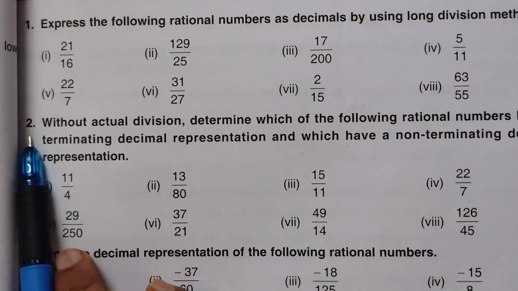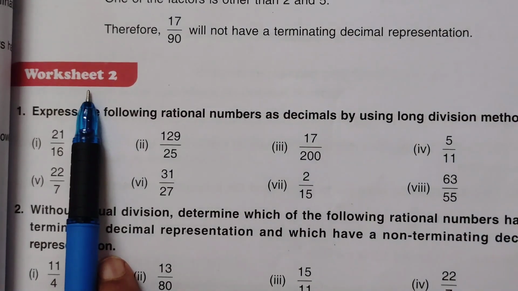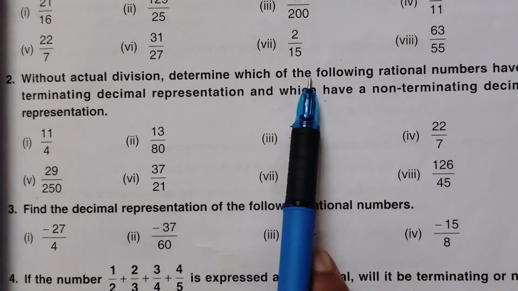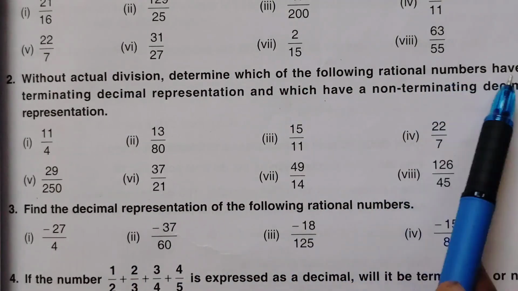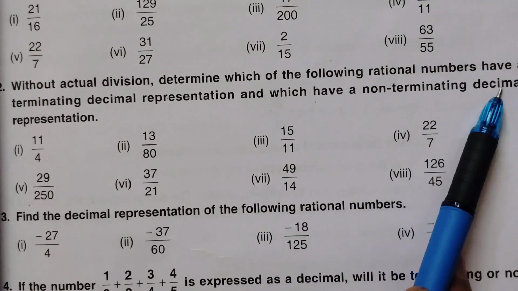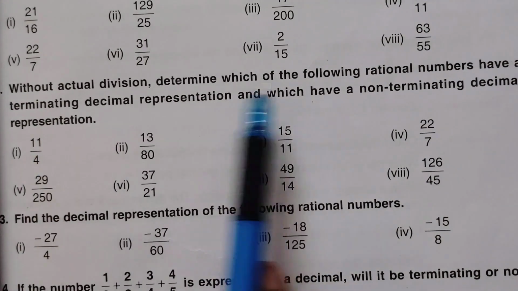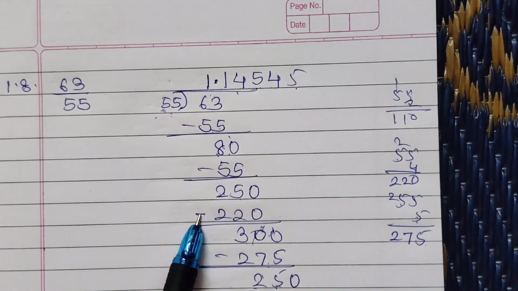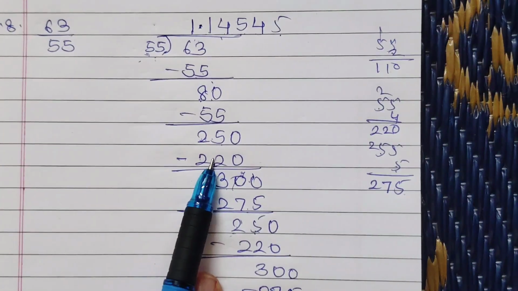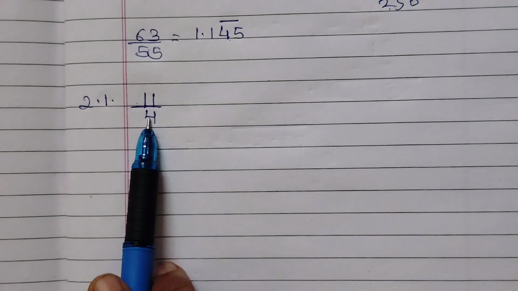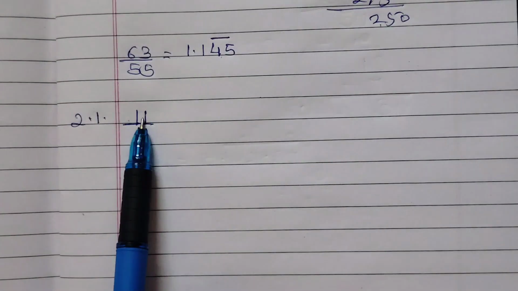Okay, now we will start question number 2 of worksheet 2. Without actual division, determine which of the following rational numbers have a terminating decimal representation and which have a non-terminating decimal representation. It means previously we have done this long division method. So without doing this division method, directly from the question we have to tell whether this is a terminating or non-terminating decimal. Okay, so let's start.